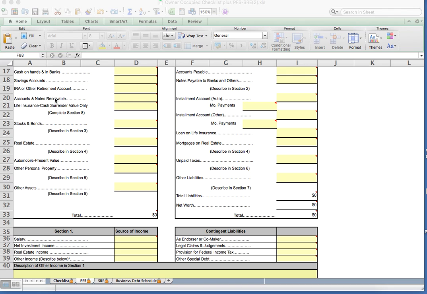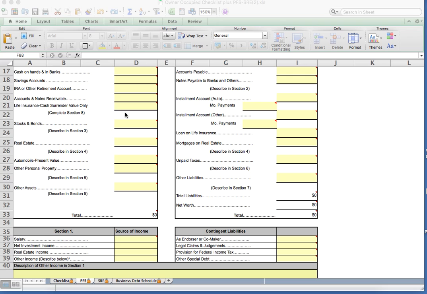Accounts and notes receivable. These are items where you have perhaps lent money to somebody. Could be a personal loan that you had and it is due back to you. You will put this amount in this section right here.